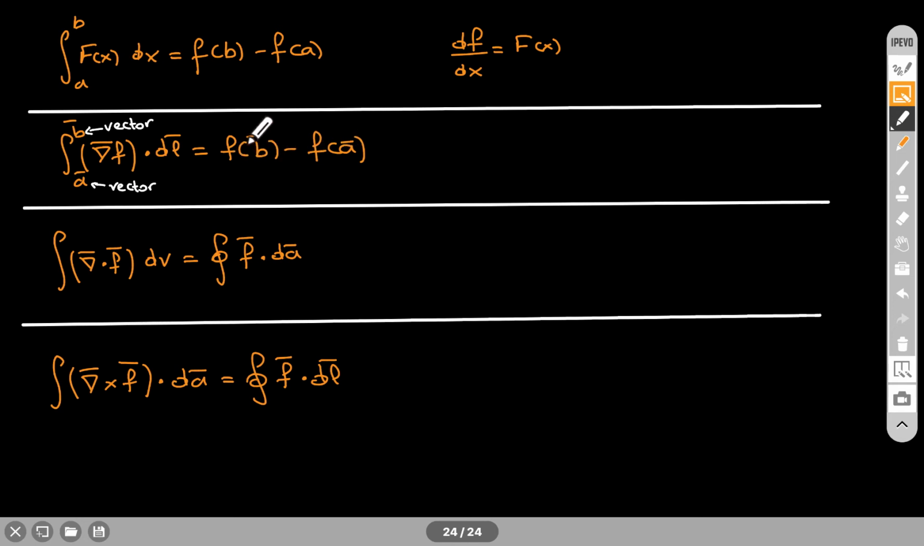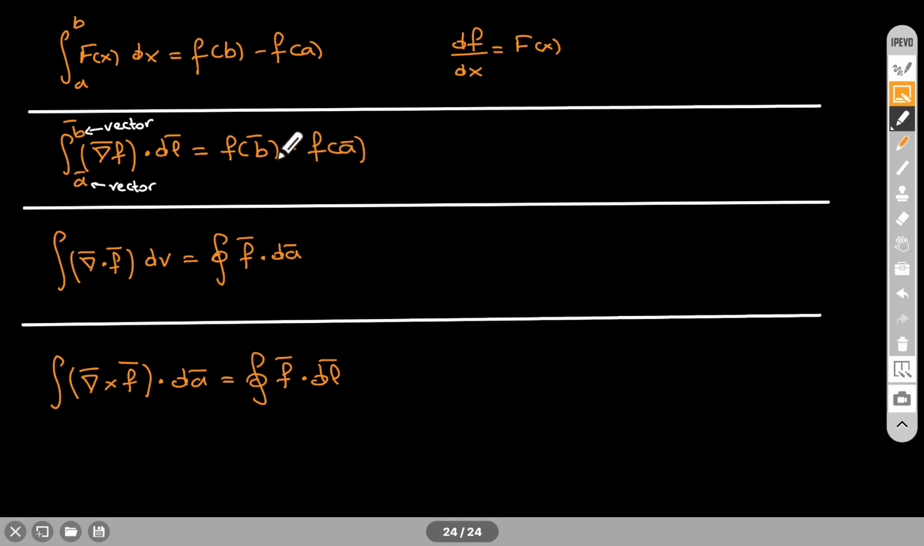Now this is a scalar function. If you use, let's say, x, y, z, then you get a value at that point. If you change the coordinates, you get a different value. So this function does depend on the coordinates. That's why it depends on the specific position, and this path integral of the gradient of that function is simply the function at b minus the value of the function at a.